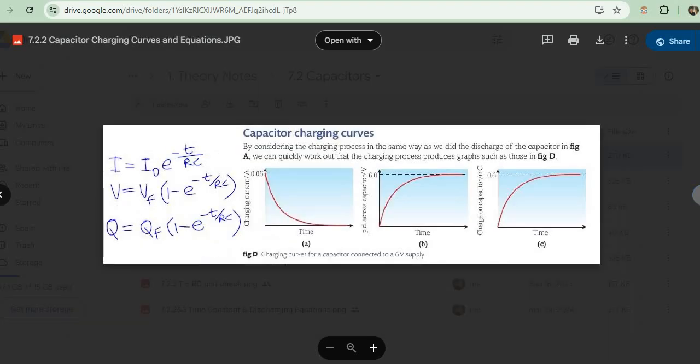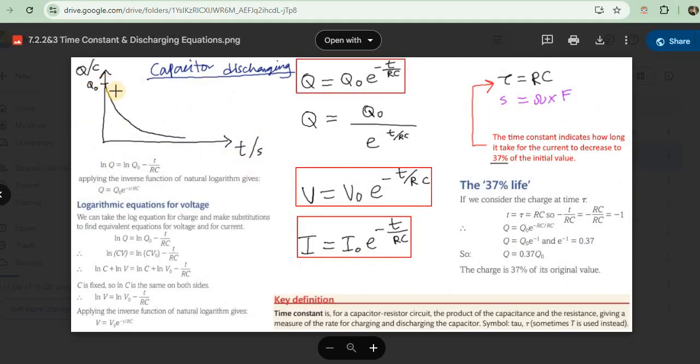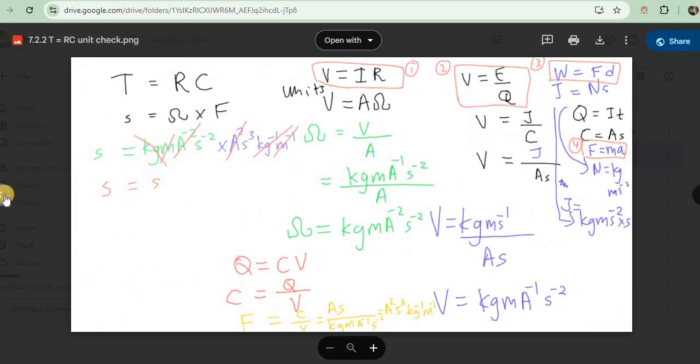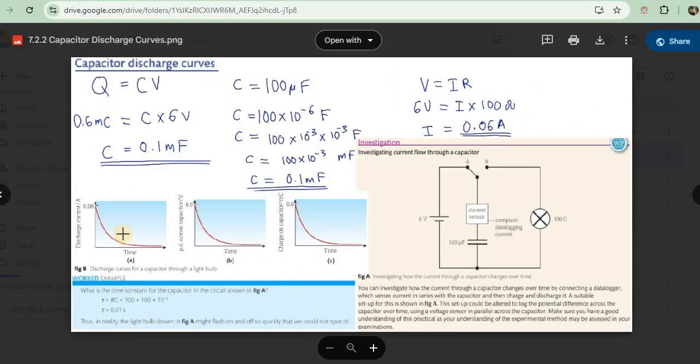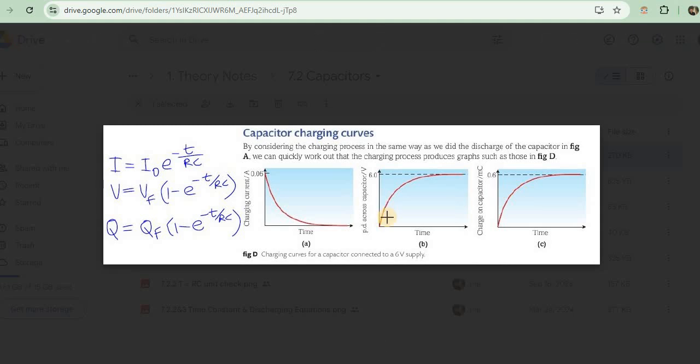First let's have a look at the graphs again. See here, capacitor charging, you see the current decreases with time. Then capacitor discharging also, current is decreasing. But the others, when the capacitor is charging, the potential difference will increase and it becomes a fixed value.